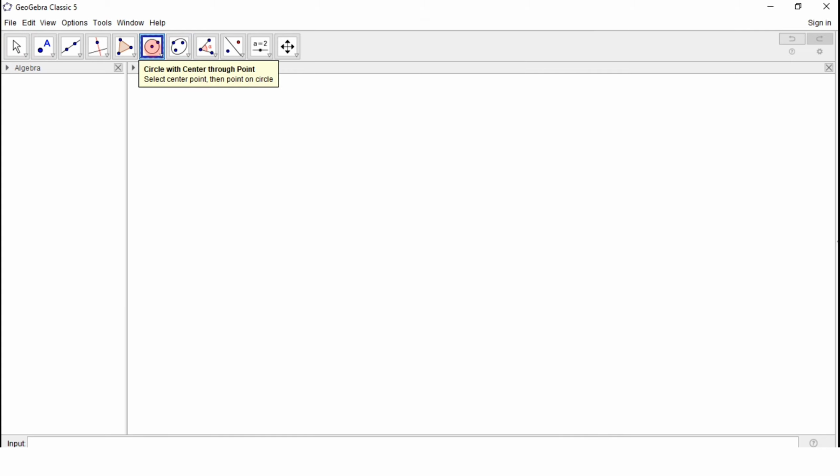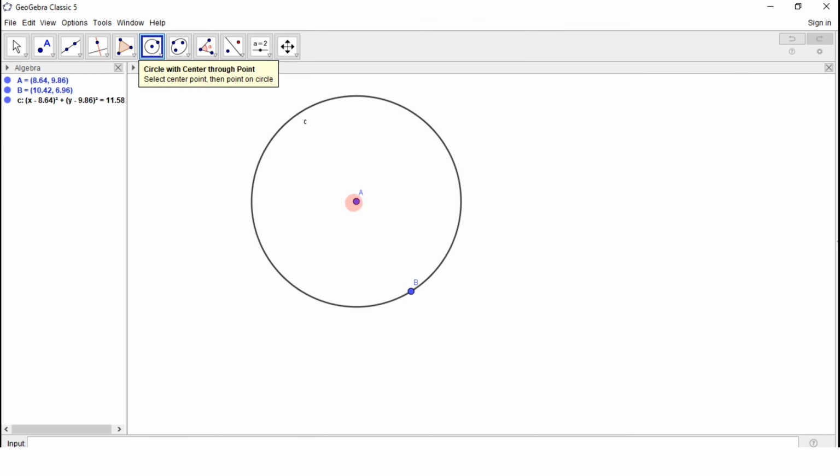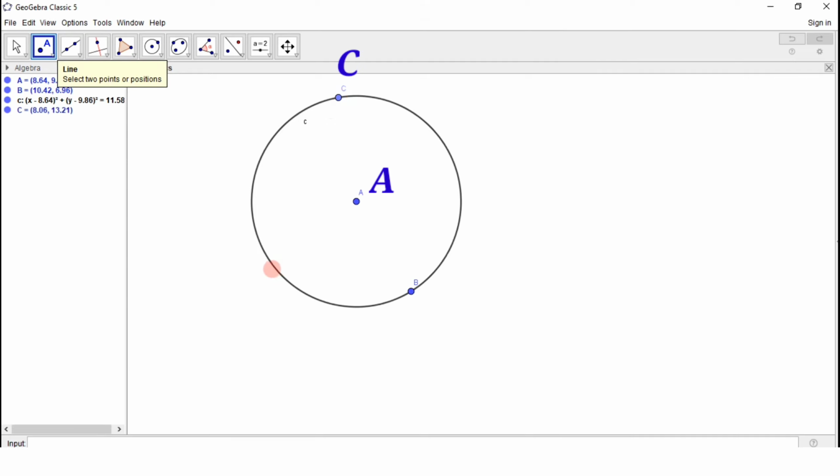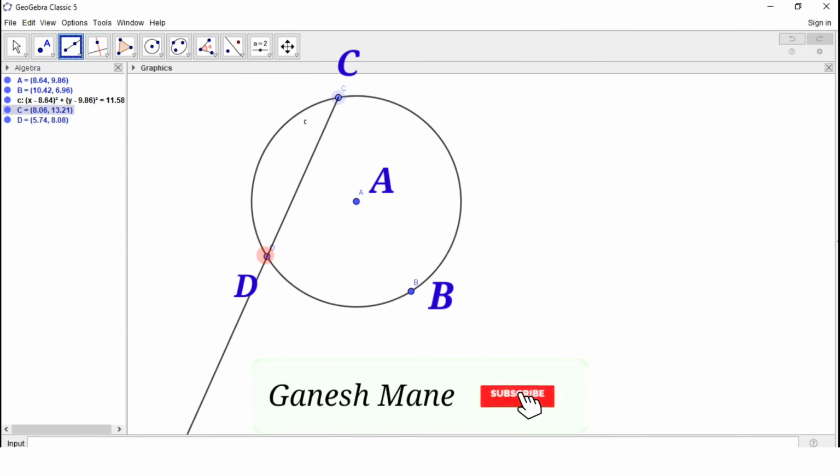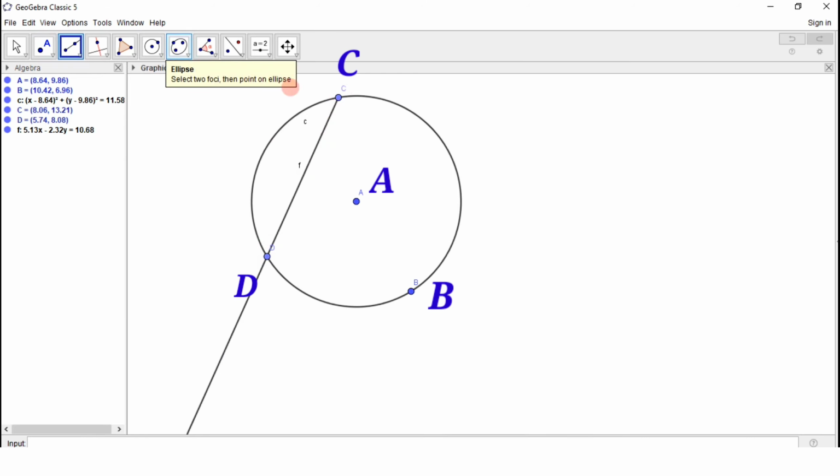So to know inscribed angle and intercepted arc, let us have one circle. This is the circle with center A. Suppose there is one point on the circle, let that point be C. If we take another point D on the circle and there is one point B on the circle, now we draw one ray which passes through C and D. For that we have the ray option. Then click on point C and on point D to get ray CD. Similarly, if we click on point C and on point B, we get ray CB.